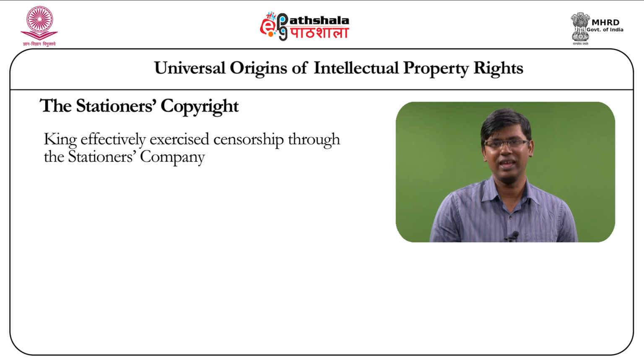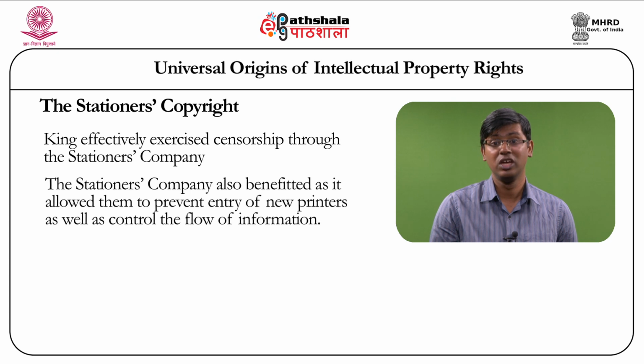So, in effect, you had a chain system wherein the king would come into play, and he would largely act through the Stationers' Company. The Stationers' Company also benefited as it allowed them to prevent entry of new printers as well as control the flow of information. Printers who were part of the Stationers' Company benefited largely because they could exclude new printers from entering because they wouldn't give them a license.